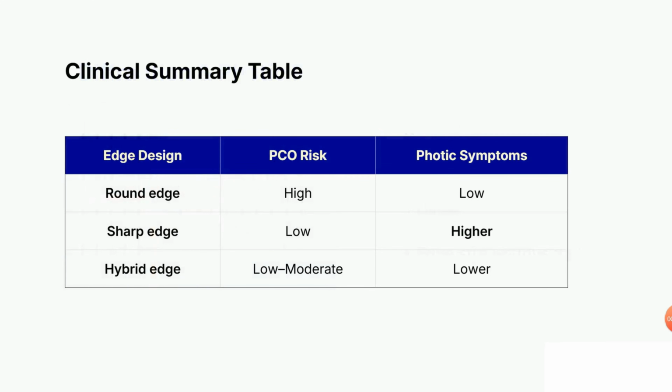So remember, round edge designs have the highest risk of PCO but minimal photic symptoms. Sharp edge designs offer the best protection against PCO but may increase dysphotopsia. Hybrid designs strike a balance. They maintain low PCO rates while reducing glare and halos.